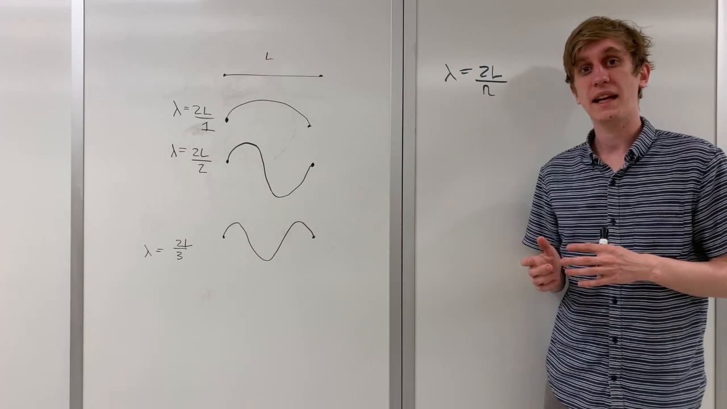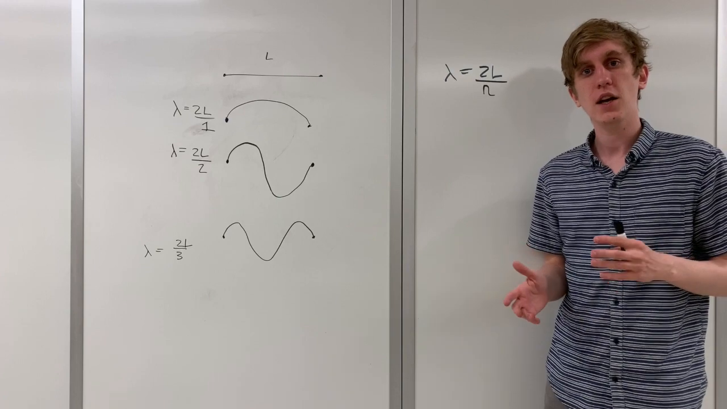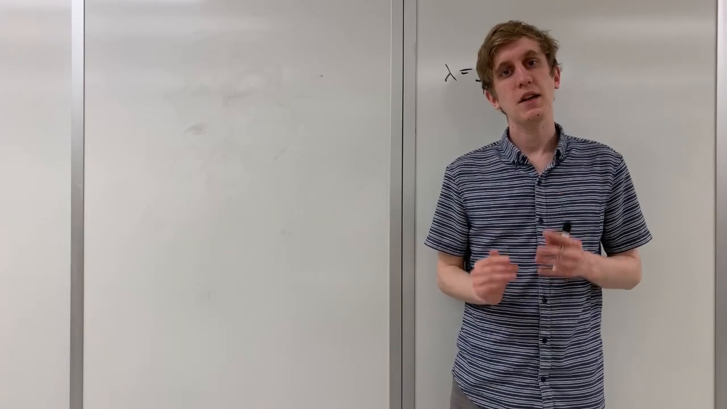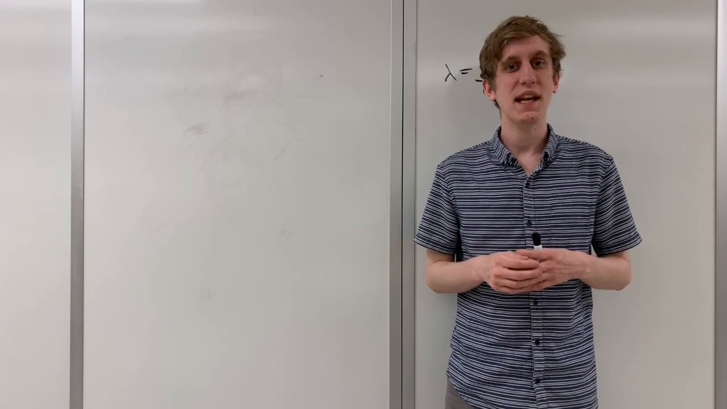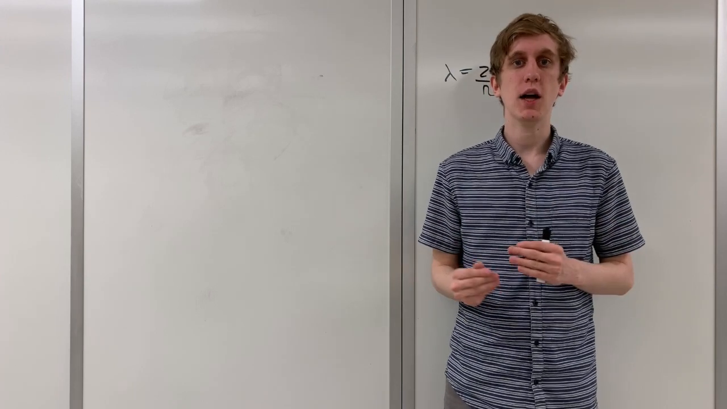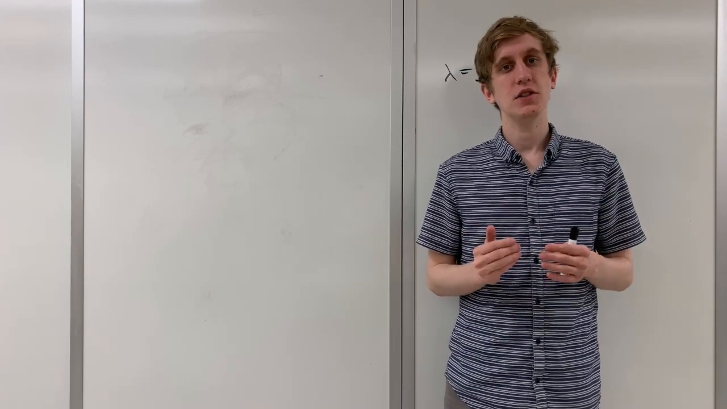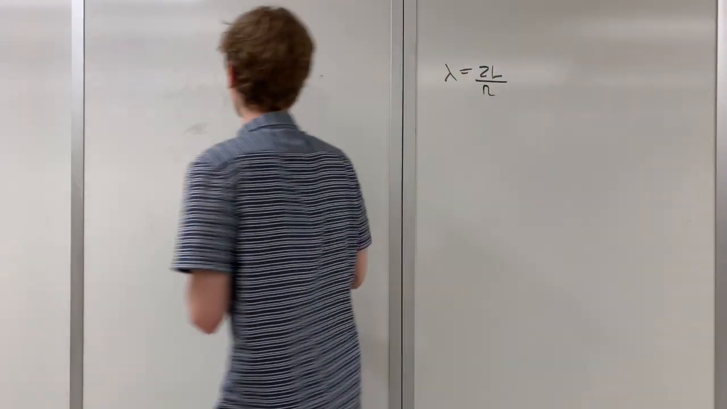Now let's consider the case of a string with one end fixed and the other end free to move around. The fixed end always has to be an antinode, while the free end always has to be a node. What is the longest possible wave that we could fit on such a string? Well, it just looks like this.